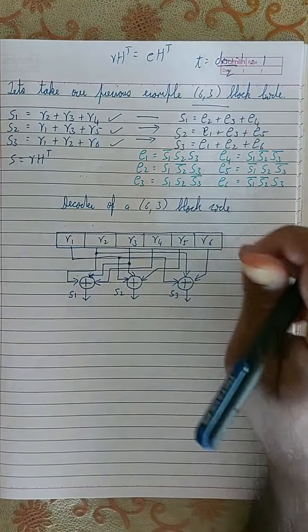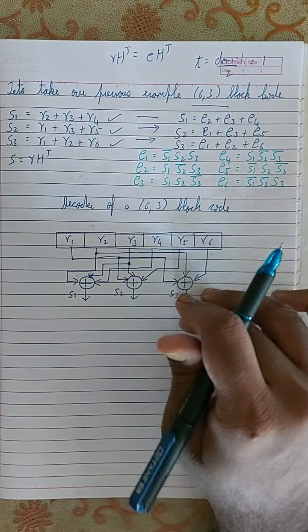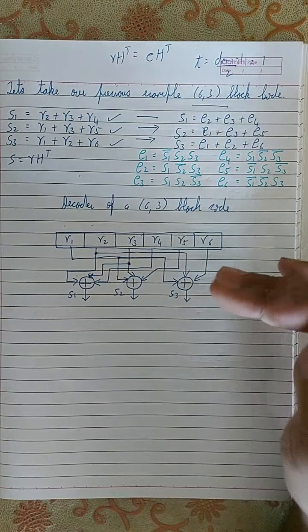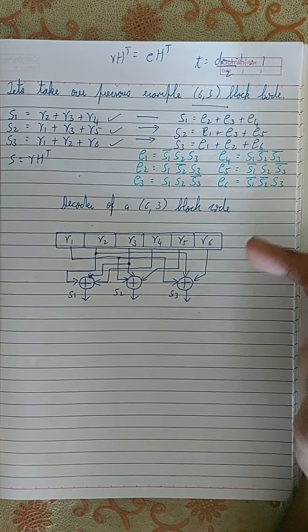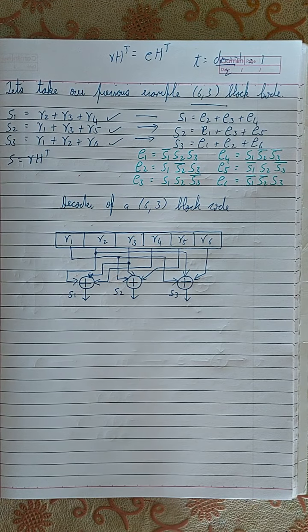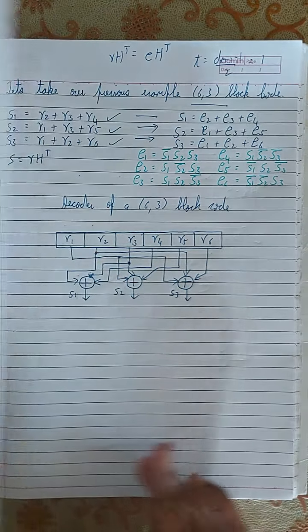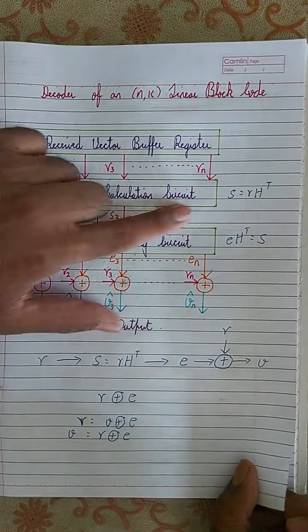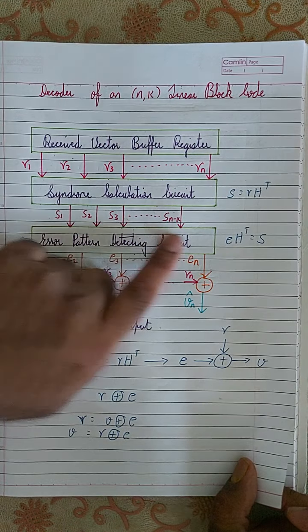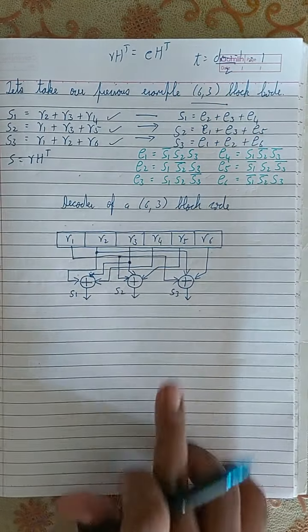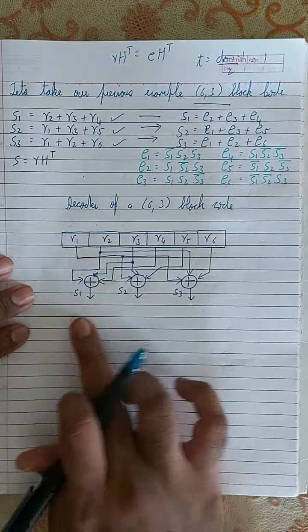This is called the syndrome decoder, right? From the received bits, you are generating the syndrome bits. So the syndrome decoder is actually part of the decoder of a 6-3 block code, the syndrome calculation circuit. So now I have found the values of the syndrome, S1, S2 and S3.